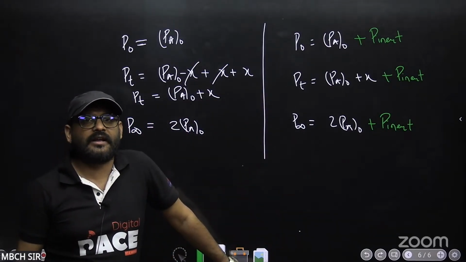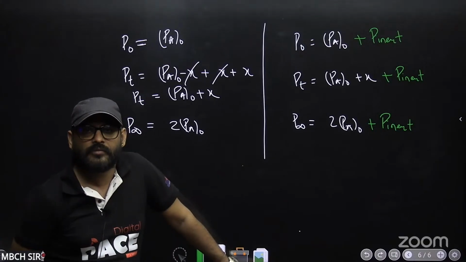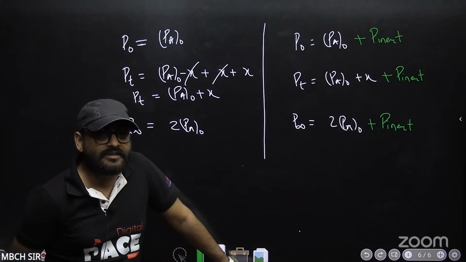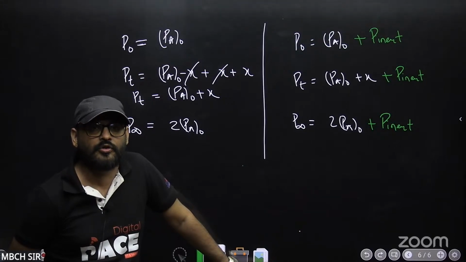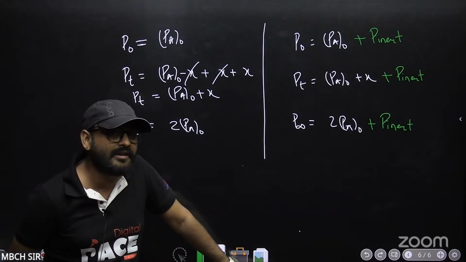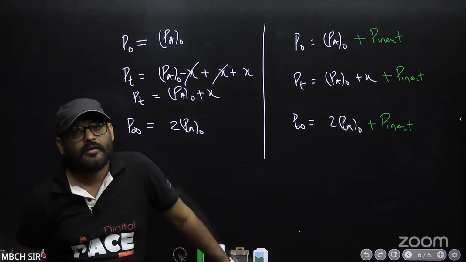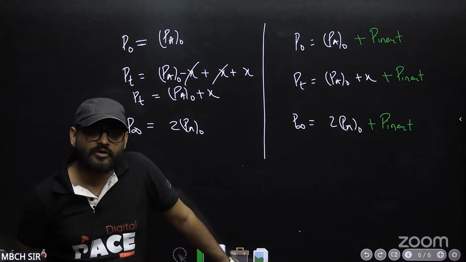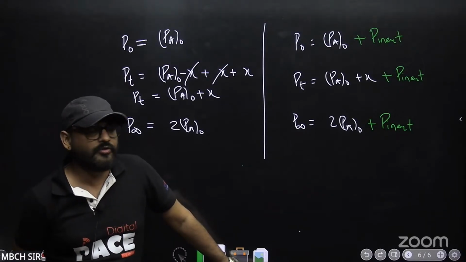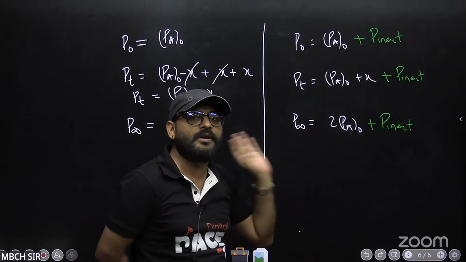Why am I writing it at each and every place, each and every time? Because inert gas is not reacting with anyone. That's why it is inert. Inert gas is not reacting with any substance A, B or C. Its pressure is constant throughout the time. So we are adding P inert at each and every point of time.